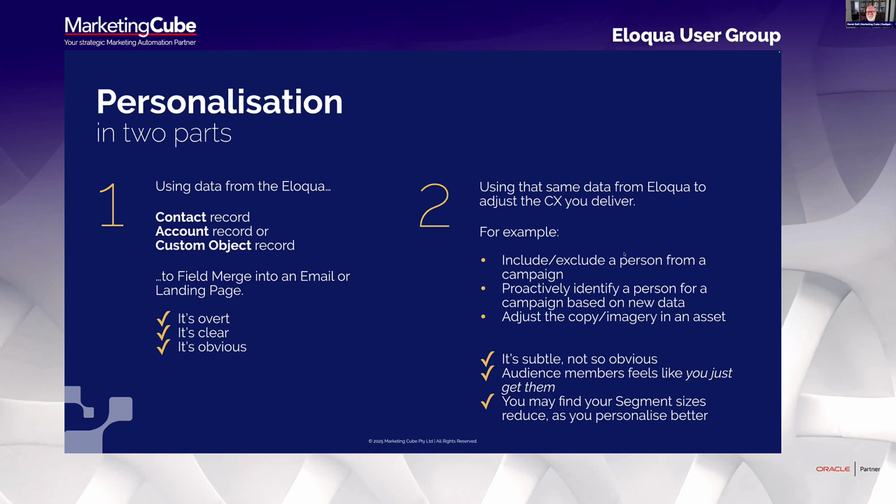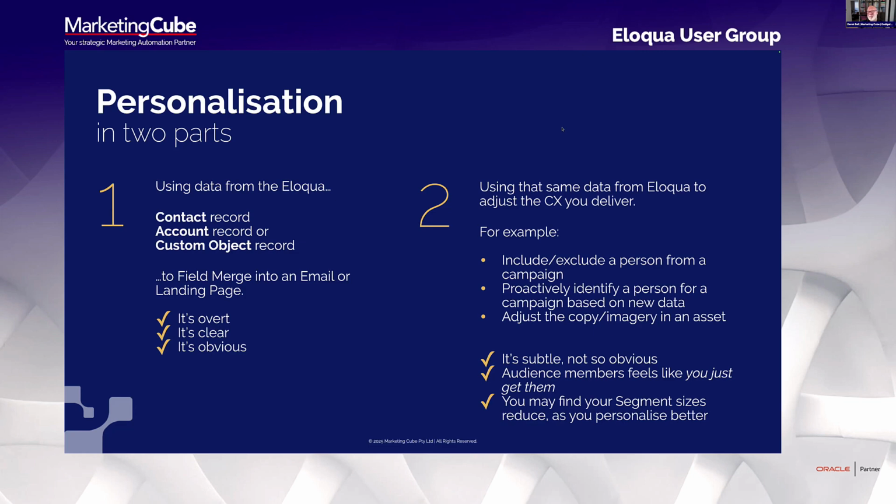The example I've used here is, you may want to use that underlying data to actually include or exclude someone from a campaign. That's still personalizing, even though they're not getting anything. But the fact that you're not inundating them potentially with something that's not relevant, I would consider that's still personalization. They'll just never know, but you know. All right, proactively identifying people for a campaign based on new data. So more recent engagement with your various assets or campaigns in your mind may then qualify someone to be put into a campaign. So that again, I think is personalization because we're thinking about individuals and what they might be interested in.